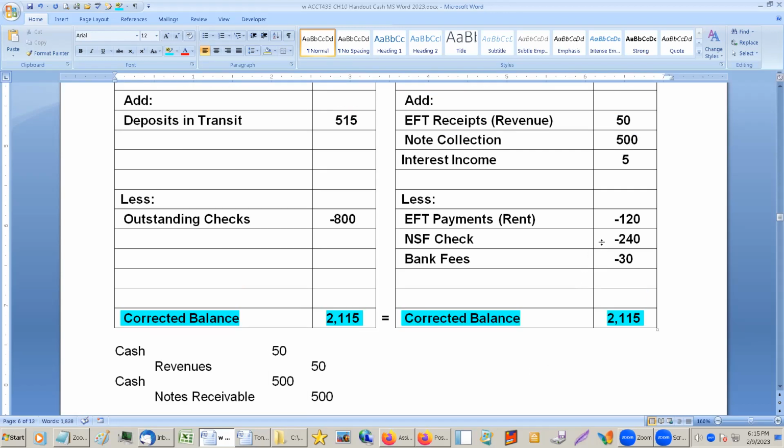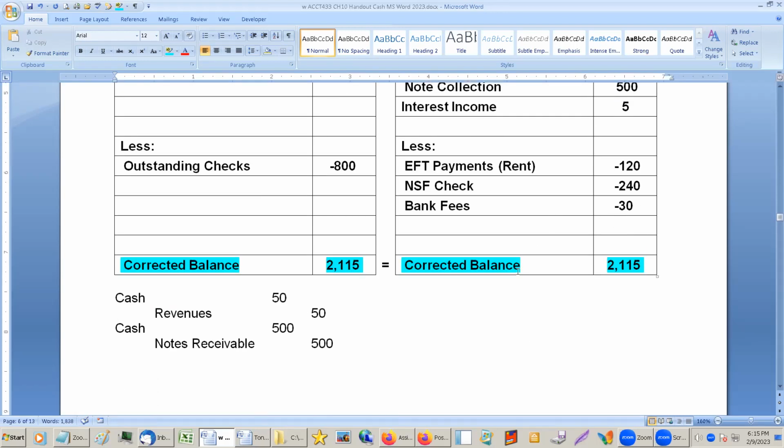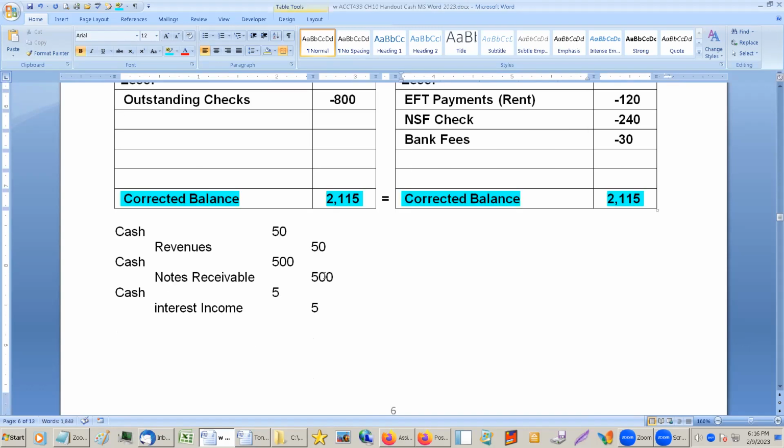And so for all of these, you would have a journal entry. And the same thing down here, the EFT payment for rent, so you'd have what, rent expense?